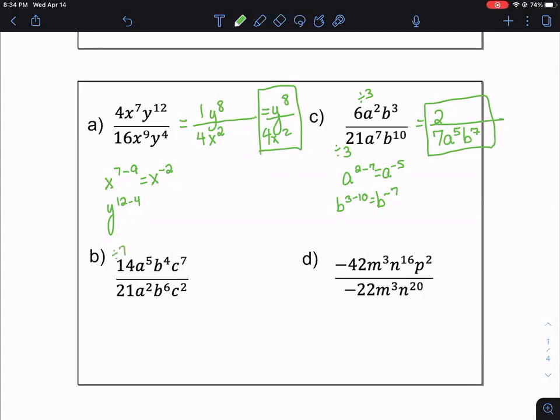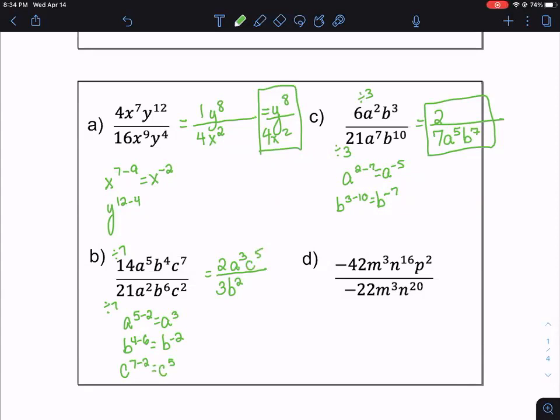Letter B, I kind of went out of order, no big deal. So 14 is going to be 2 and 3. I have a to the 5 minus 2, which is a to the 3. I have b to the 4 minus 6, which is b to the -2. So you guys basically have done all this. And I have c to the 7 minus 2, which is c to the 5.